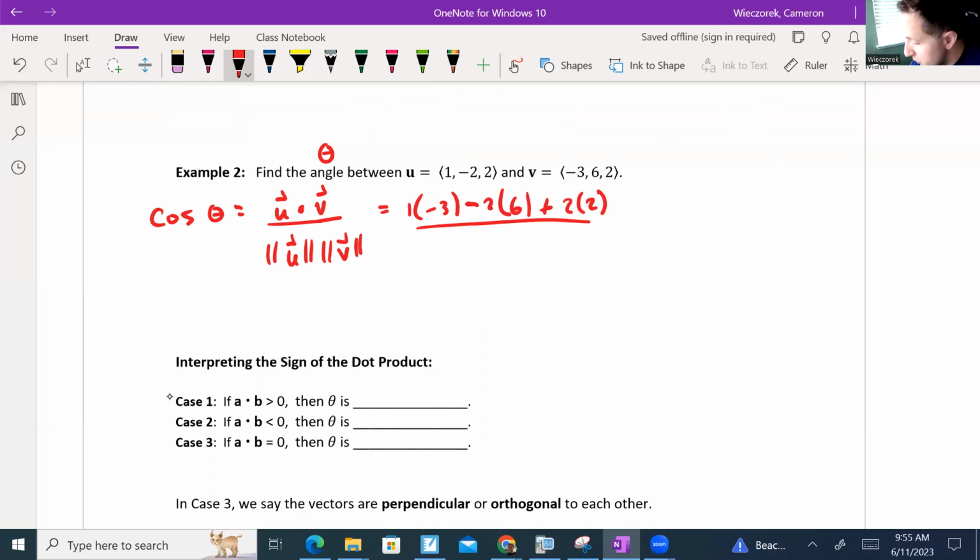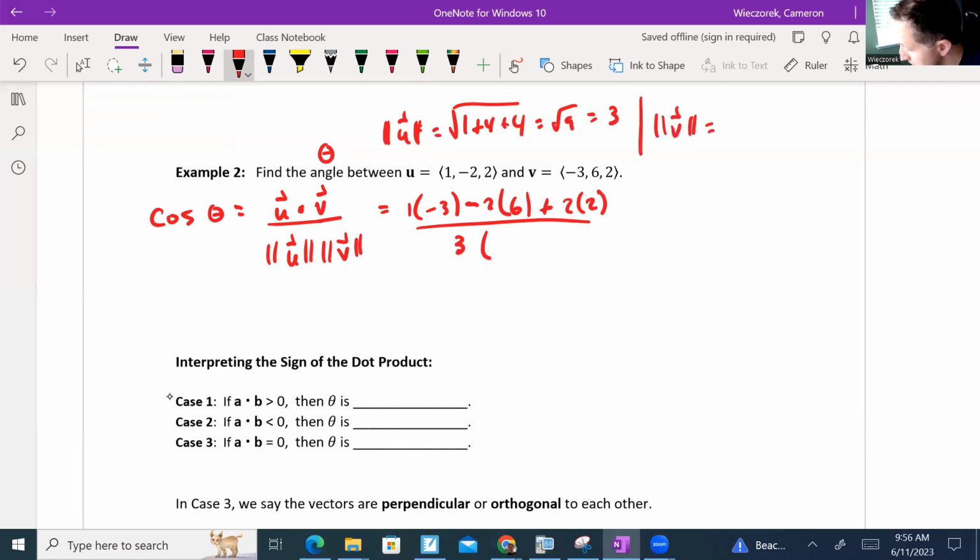The magnitude of u, I'm going to do up here, is going to be 1 squared is 1, plus negative 2 squared is 4, plus 2 squared is 4, so we get square root of 9, which is 3, times the magnitude of v, which is going to be the square root of negative 3 squared, which is 9, plus 6 squared is 36, plus 2 squared is 4, so we get root 49, which is 7.